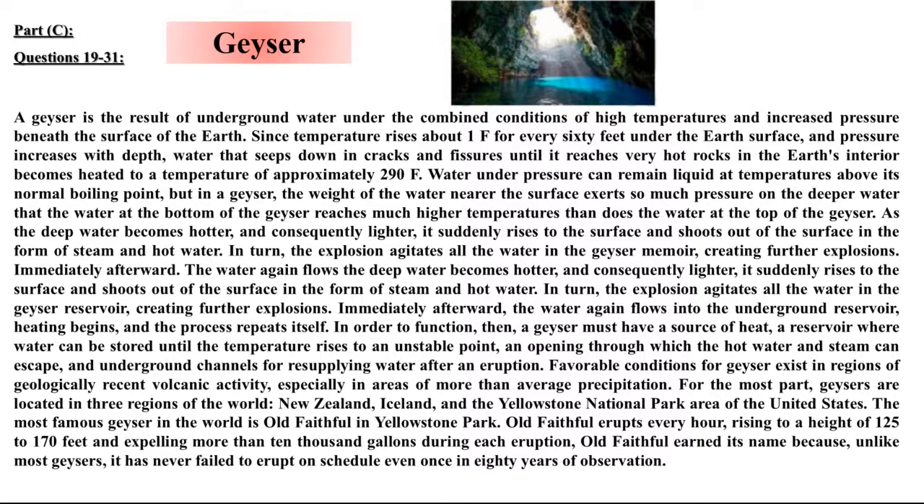Water under pressure can remain liquid at temperatures above its normal boiling point, but in a geyser, the weight of the water nearer the surface exerts so much pressure on the deeper water that the water at the bottom of the geyser reaches much higher temperatures than does the water at the top of the geyser. As the deep water becomes hotter, and consequently lighter, it suddenly rises to the surface and shoots out of the surface in the form of steam and hot water.